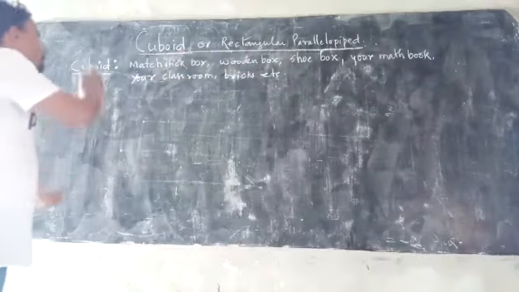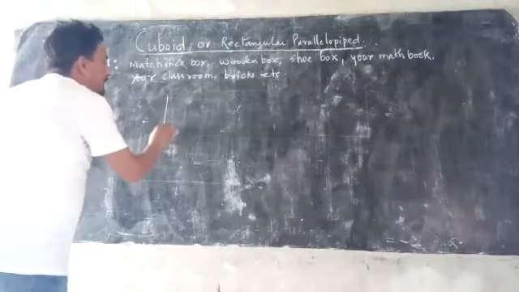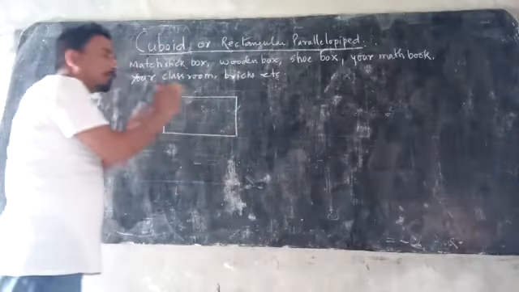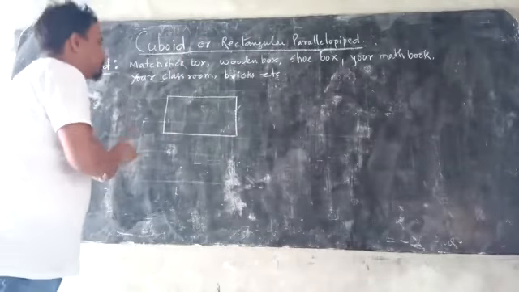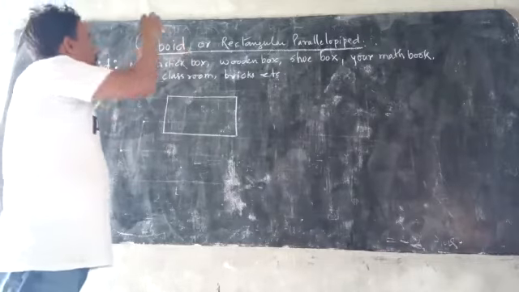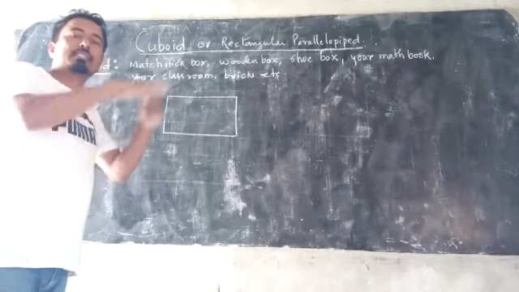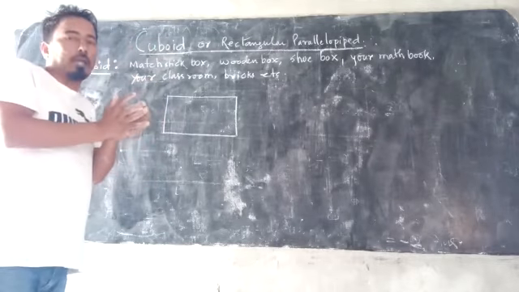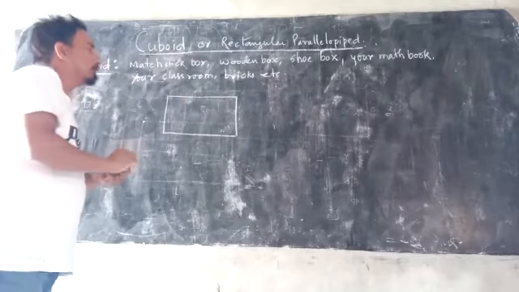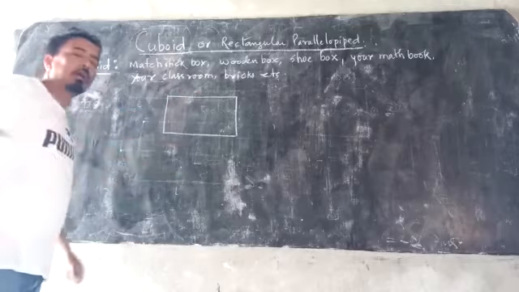Before starting this cuboid, I just want to talk about rectangle a little bit. You know very well about rectangle, but I just want to recapitulate it a little bit, because the parallelepiped or cuboid is a solid which is surrounded by 6 rectangular surfaces. That is why, before learning cuboid, we should first know about rectangle.